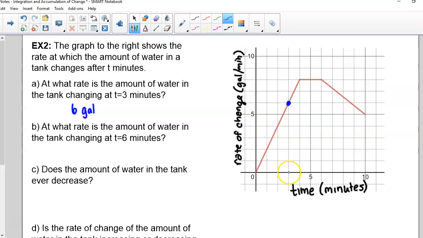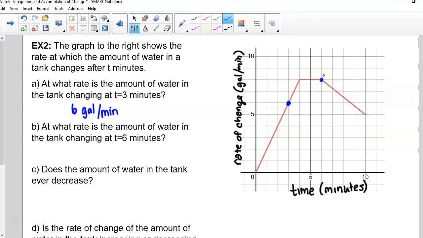So we would just look at 3. You would go over here. It's 6 gallons per minute. It's confusing. And if this were just gallons, then you would be correct. 2 would be the right answer. But it's not. It's gallons per minute. Knowing that, at what rate is the amount of water in the tank changing at t equals 6 minutes?